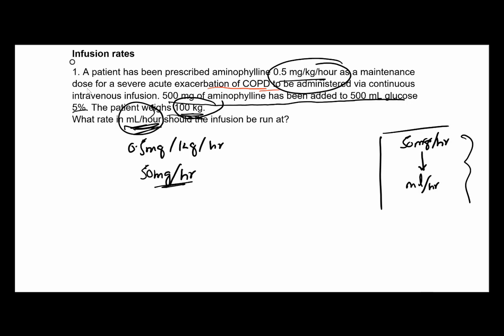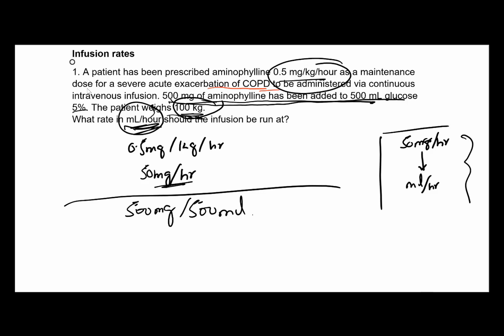So how many milligrams are present in how many mils? Where do I get that information from? From here, 500 milligrams of aminophylline is present in 500 milliliters of the solution. Don't get confused with this 5%. This is glucose 5%, because that is just a simple diluent. Ignore this 5%. All you need to pay attention to is that 500 milligrams of the drug is present in 500 mils of the solution, which means 1 milligram per mil.